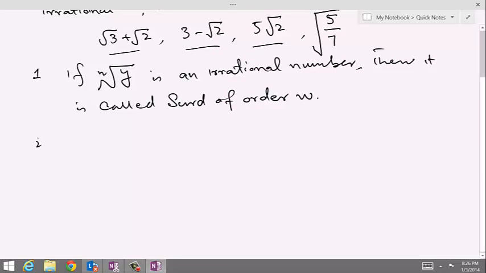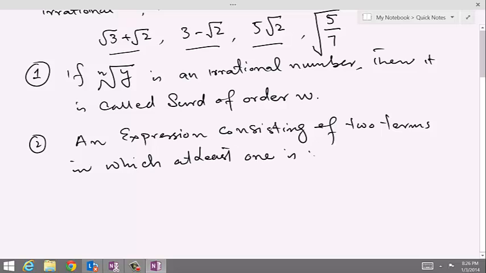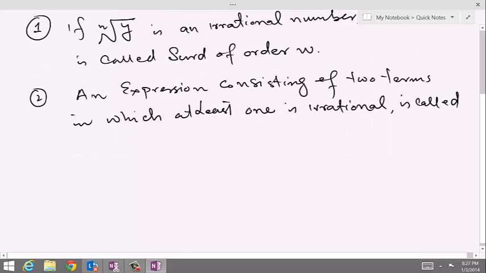So what is called a binomial surd? An expression consisting of two terms in which at least one is irrational is called a binomial surd.